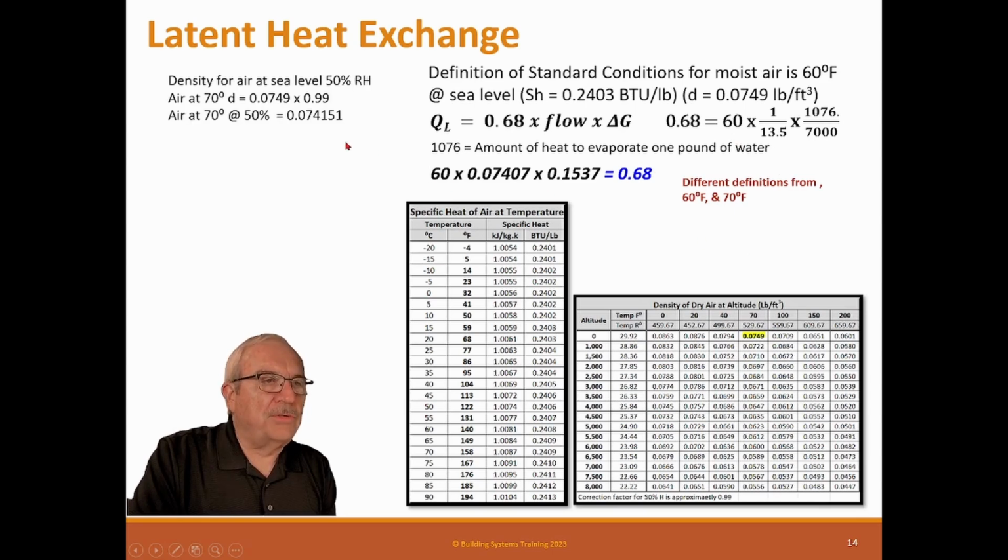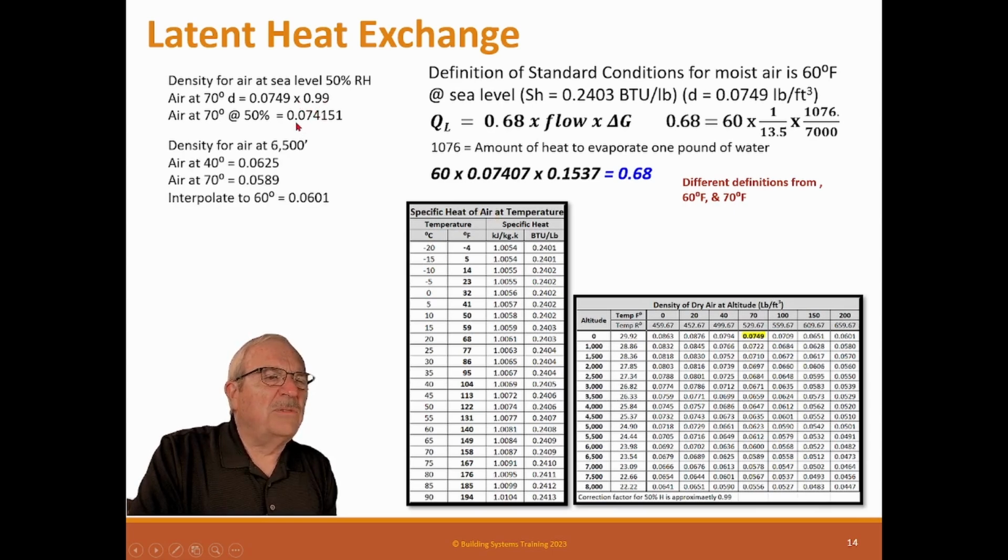So now here's how you interpolate it. The density of air at 50% relative humidity at 70 degrees is 0.0749 per the table. And per the instructions, if it's moist air, you multiply times 0.99, and that equals 0.074151. If you want to interpolate the table, density at 6,500 feet is 0.0625 at 40 degrees and 0.0689 at 70 degrees. If you want it in between at 60 degrees, you can interpolate those tables, and it comes up 0.0601. We're going to use that in the examples here in a minute.